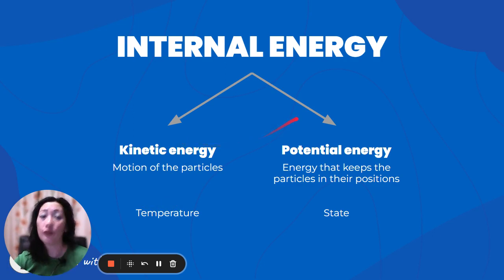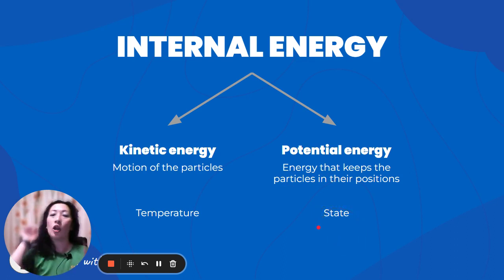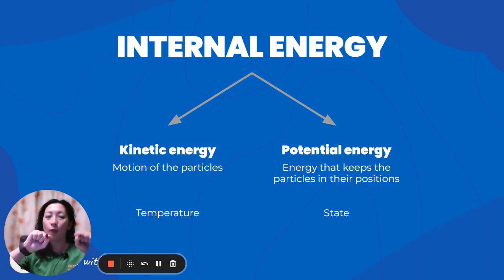Internal energy also includes the potential energy of the particles, which refers to the energy that keeps the particles in their positions. This is related to the state of matter. When an object has lower potential energy, it has higher intermolecular forces, so that keeps them in solid state. The greater the potential energy, the further apart the particles would be because the energy is pushing them apart, so that weakens the intermolecular forces and that changes the state of the body. So as it changes state, it changes potential energy.